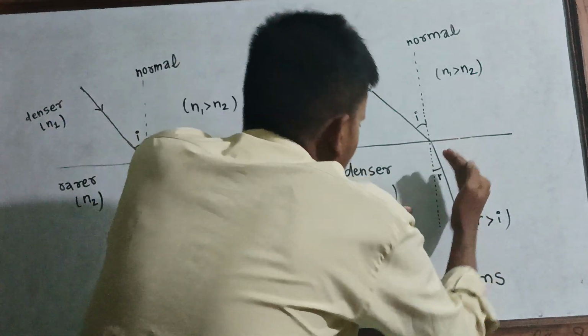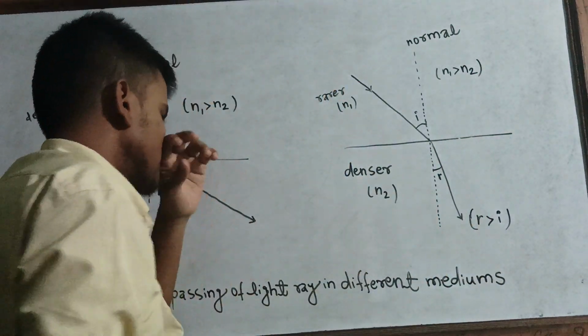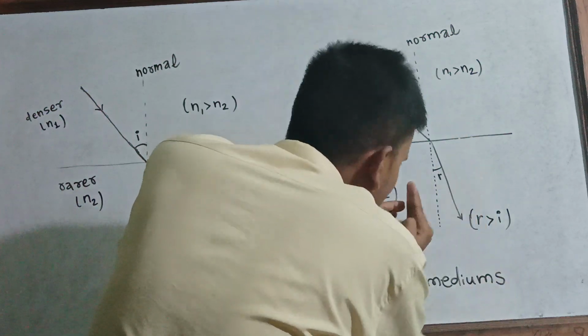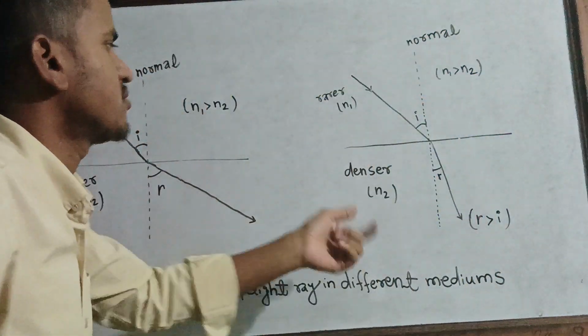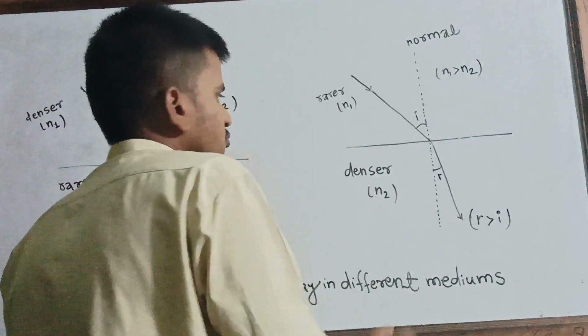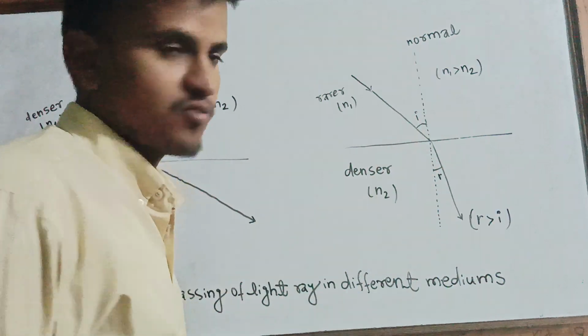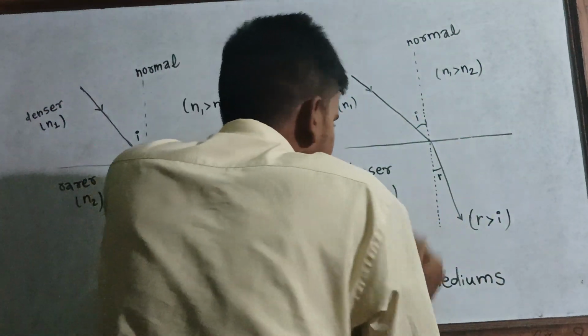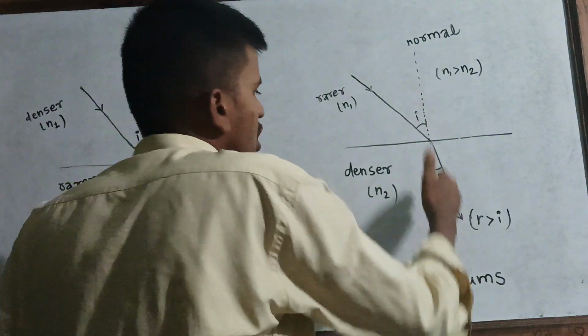Here it is bending towards the normal, right? Now this light is bending towards the normal. This is R, which is called the angle of refraction. Why is it happening? Because the density is high, so the speed is changing. That is why it bends towards the normal line.